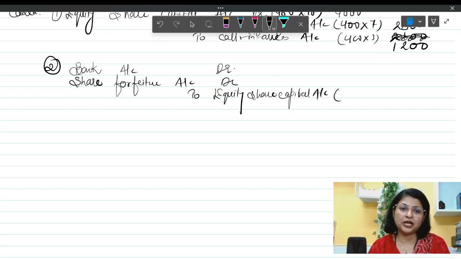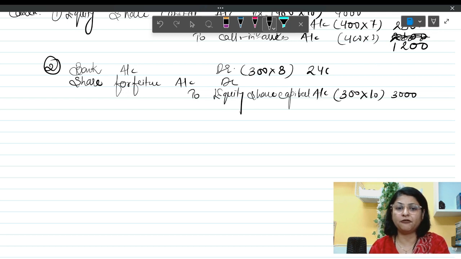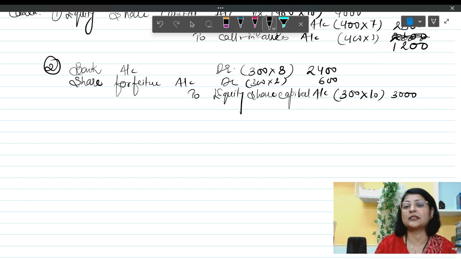Here I am going to write 300. Remember, 300 shares are being reissued. 300 multiplied by 10, which is 3000, and here I am going to write 300 multiplied by 8, which is 2400. It means a 2 rupee discount is given on each share, amounting to 600 rupees discount. Now the third entry will remain the same.